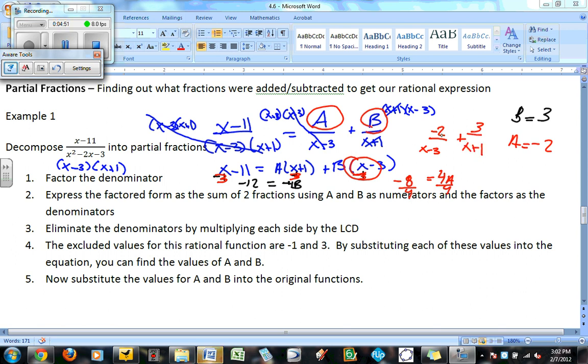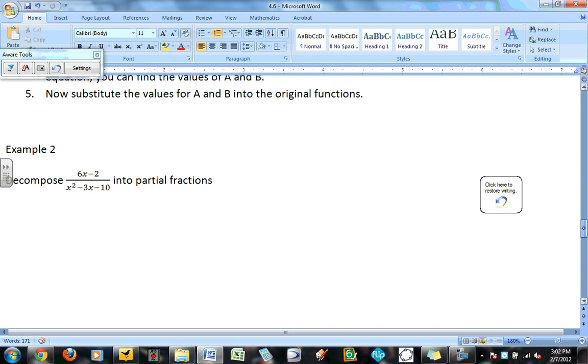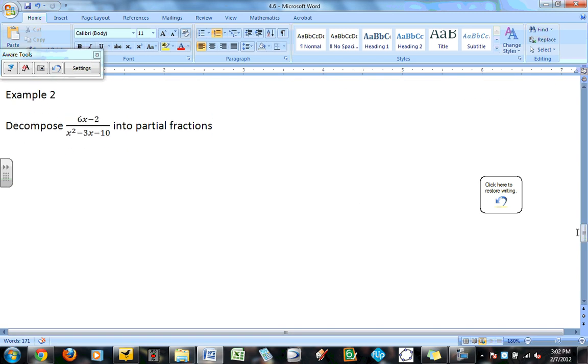And if we add these two fractions together, we're going to get what we originally had, x minus 11 divided by x minus 3 times x plus 1, or x squared minus 2x minus 3. I'll do another example. This one was hard to write in that space that I gave myself there. It says decompose that into partial fractions.